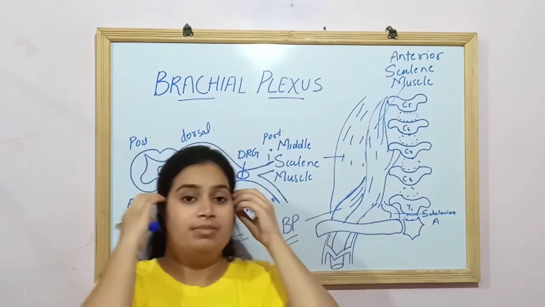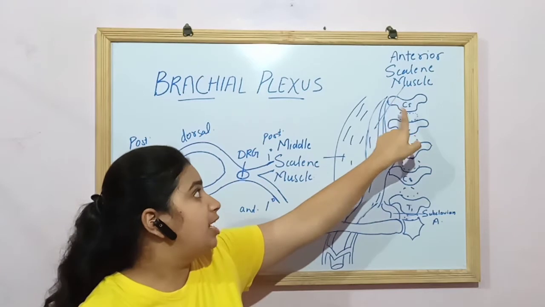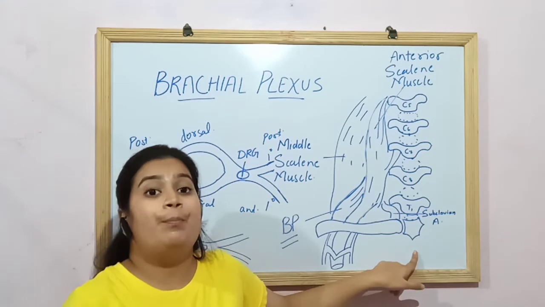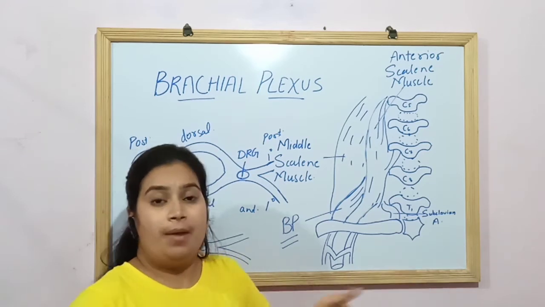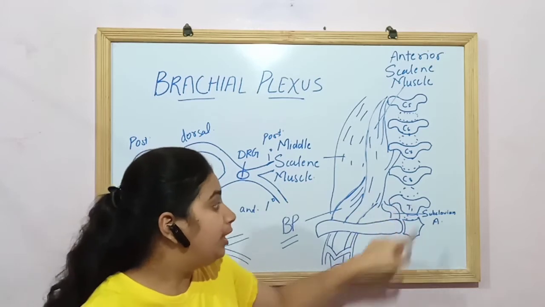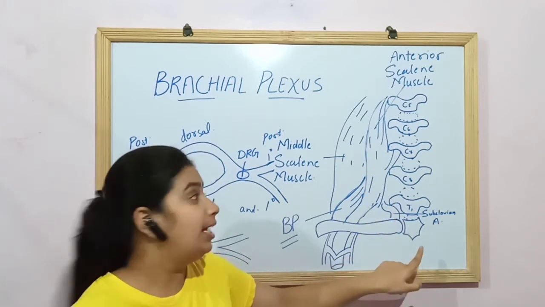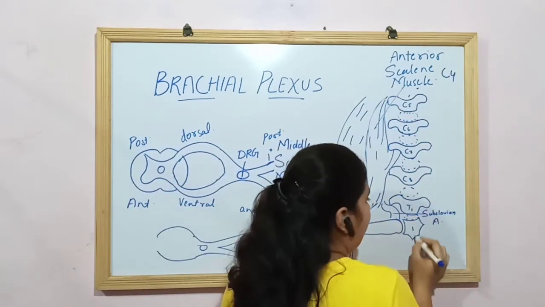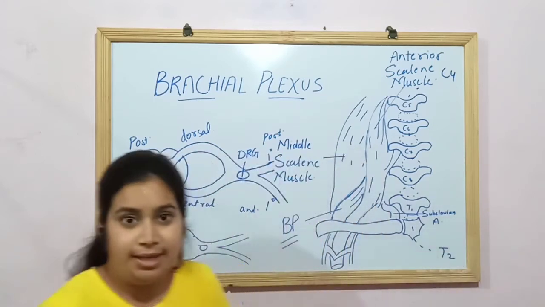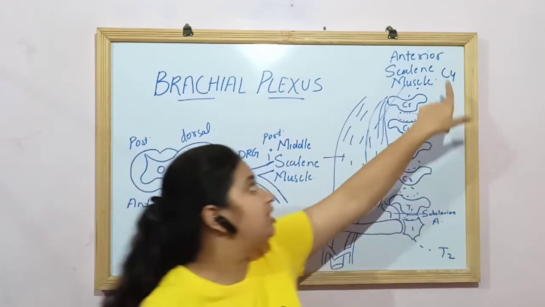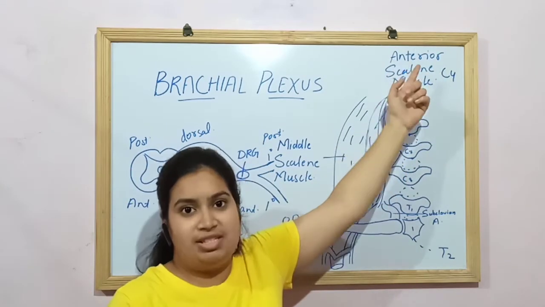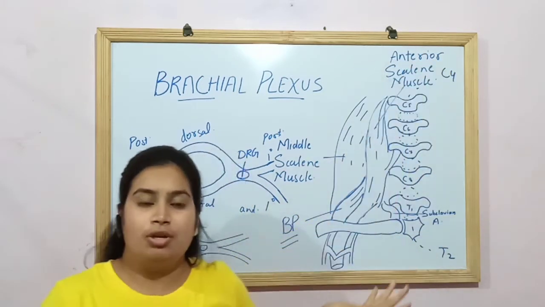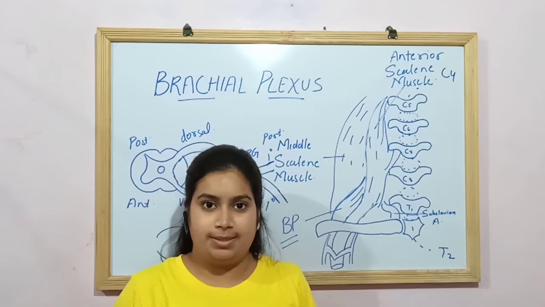But sometimes it happens that the C4 nerve is present and in that case T2 is absent. So it is called a prefixed plexus. Okay, and sometimes this also happens: the T2 nerve is also present in the brachial plexus. In that case C4 is absent. If T2 is present, then it is a post-fixed plexus, and if C4 is present, then it is called the prefixed plexus. If C4 is present, T2 will not be present, and if T2 is present, C4 will not be present. So this was the prefixed and the post-fixed plexus.